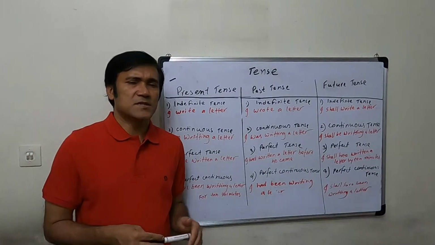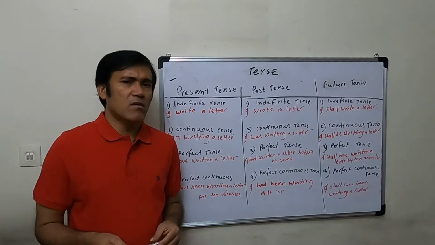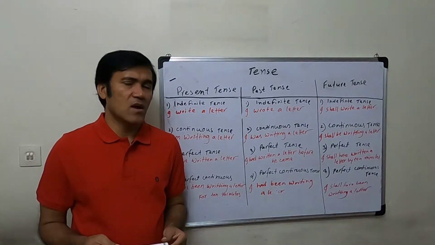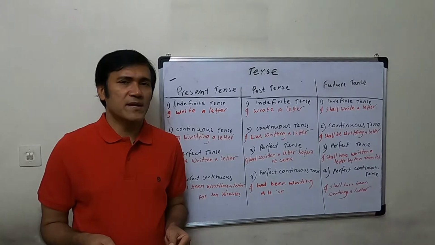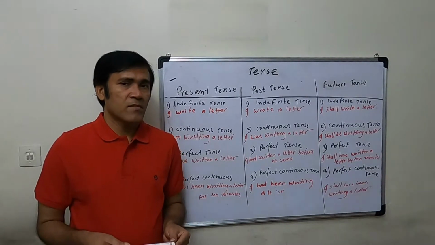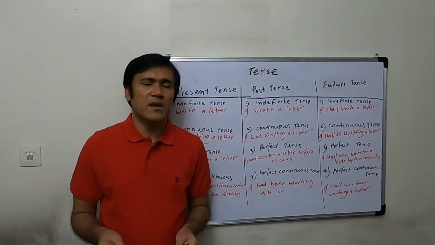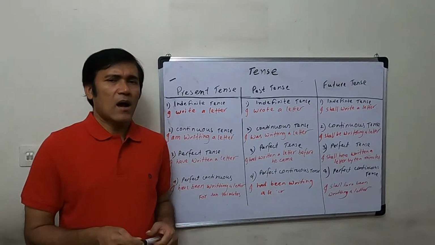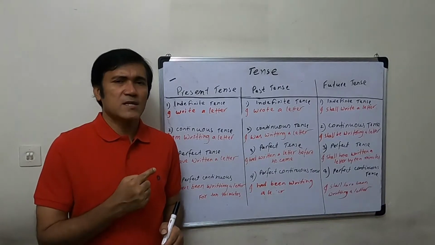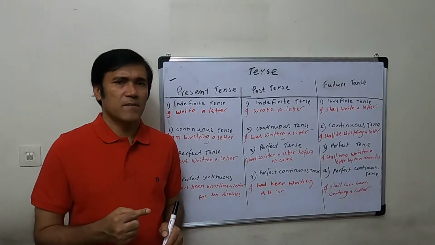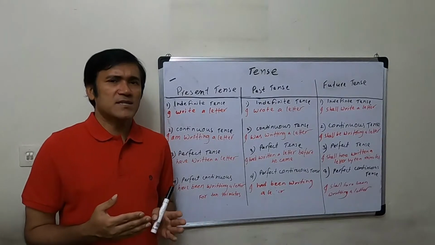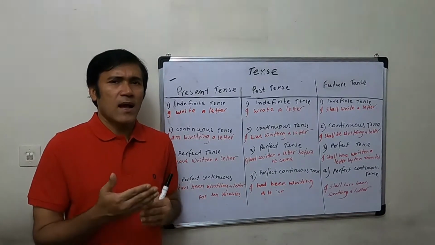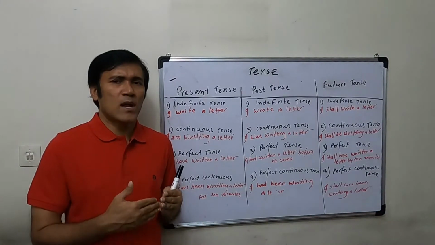Then future tense. For future indefinite or simple, I shall write a letter. For future continuous tense, I shall be writing a letter. For future perfect, I shall have written a letter by 10 minutes. Then future perfect continuous tense, I shall have been writing a letter for 10 minutes. So we have seen how the sentence I write a letter is transferred into 12 tenses. Now you can change the subject and the auxiliary verbs, and in this way you can change this sentence into 12 tenses.